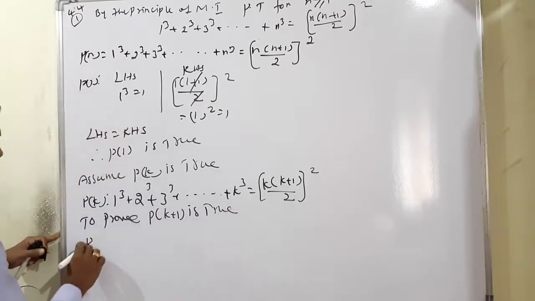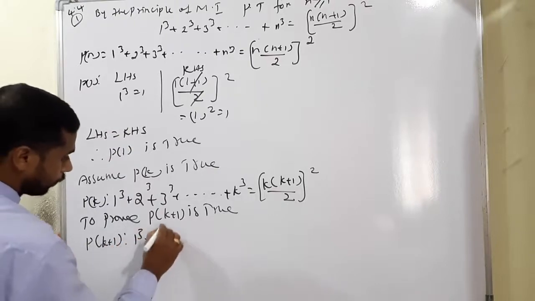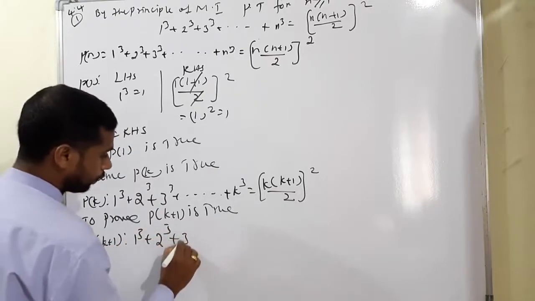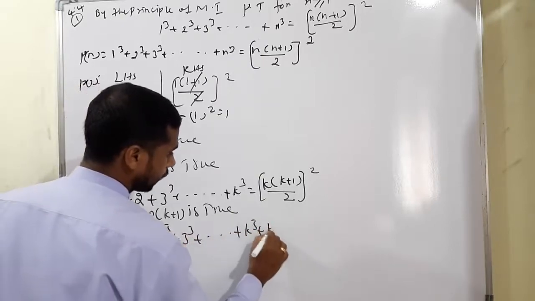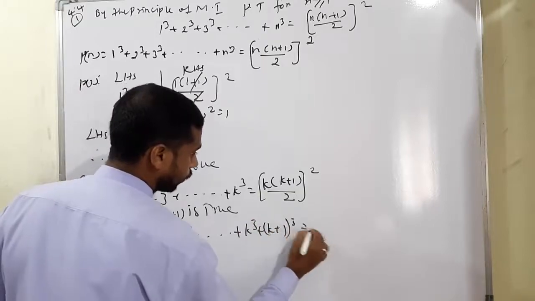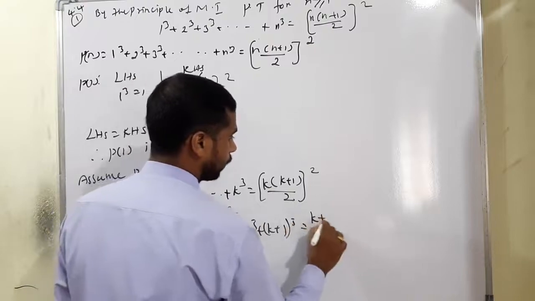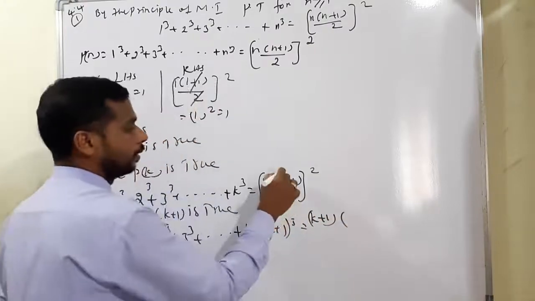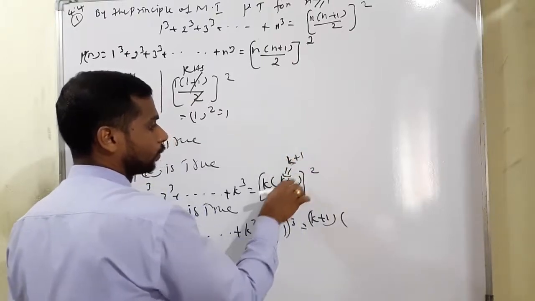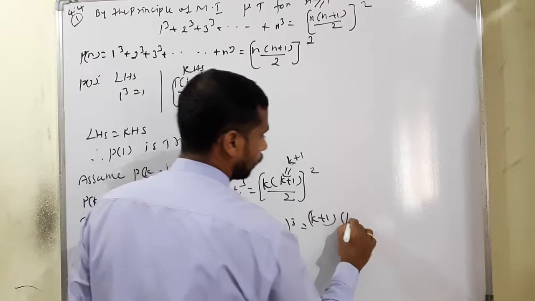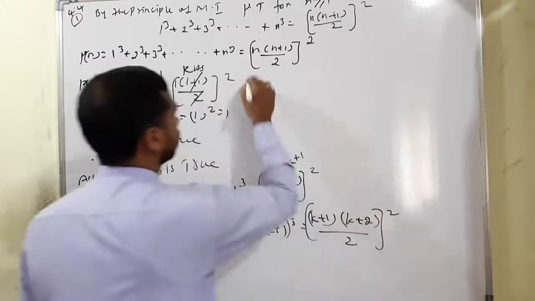So P of k plus 1 means 1 cube, 2 cube, 3 cube, dot dot dot plus k cube plus (k plus 1) the whole cube is equal to, instead of k we write k plus 1. Already k plus 1 is there, therefore plus 1 means k plus 2 will come. So (k plus 2) divided by 2, the whole square.